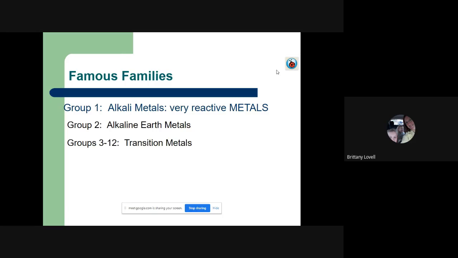Okay, so let's take a look here. So group 1, way over here to the left of the periodic table. And if you want to look at the periodic table on the back of your sheet, you could. Group 1, these are your alkali metals. These are alkaline earth metals.